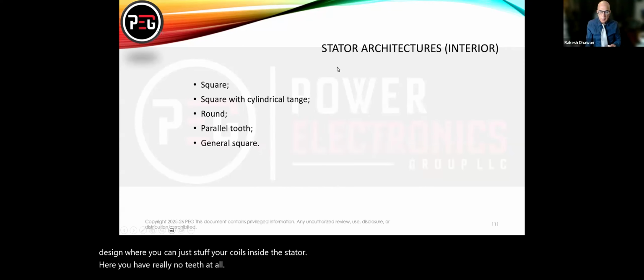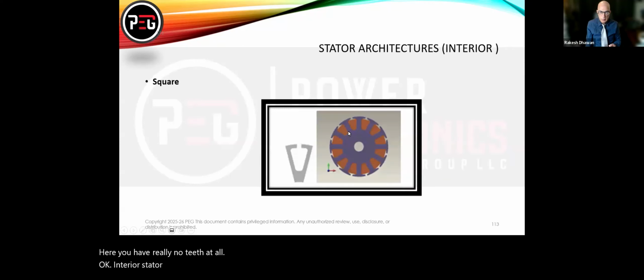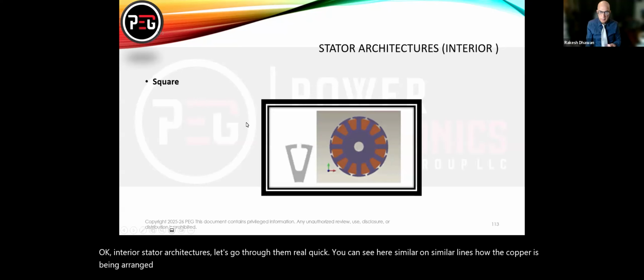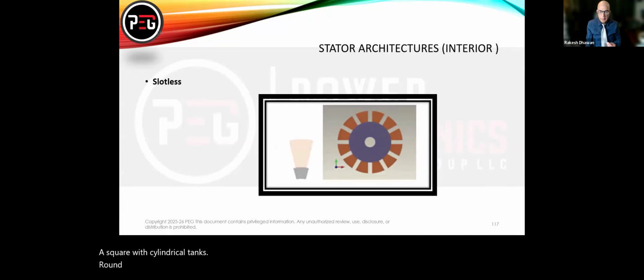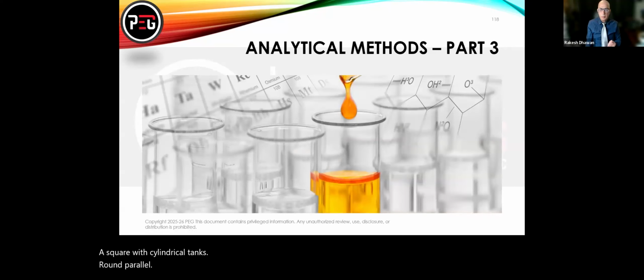Okay, interior stator architectures. Let's go through them real quick. You can see here on similar lines how the copper is being arranged inside your stator. Square with cylindrical tanks, round, parallel, slotless, and that's it, right? So you can kind of get a flavor of all the different things you can do.